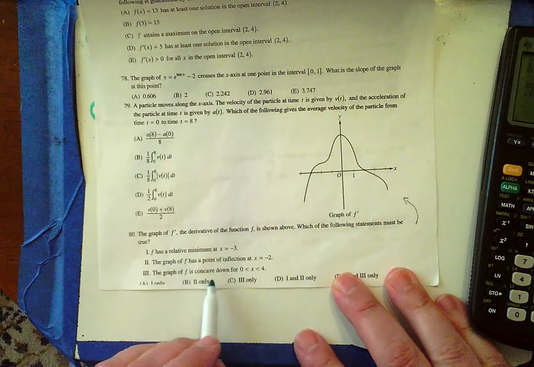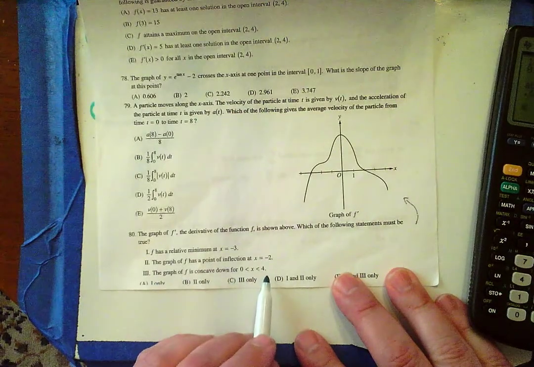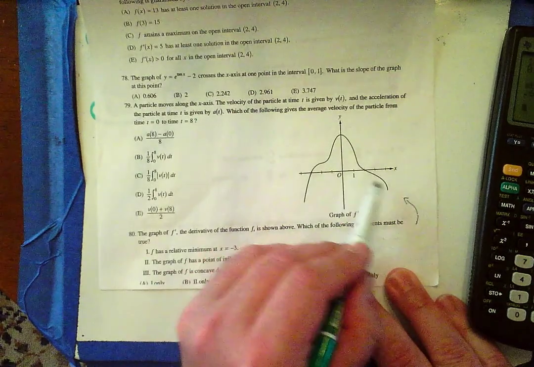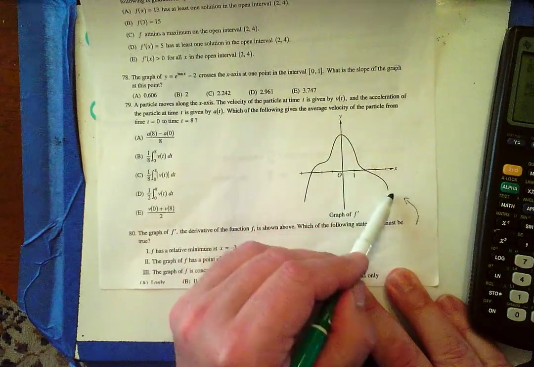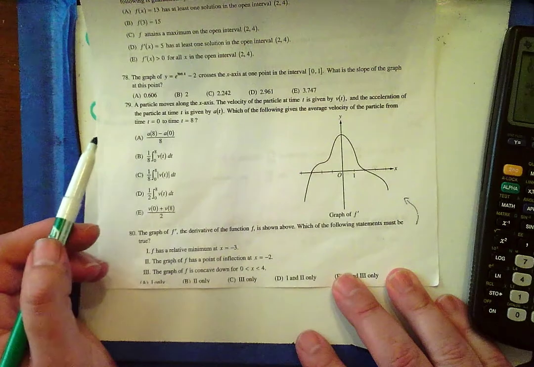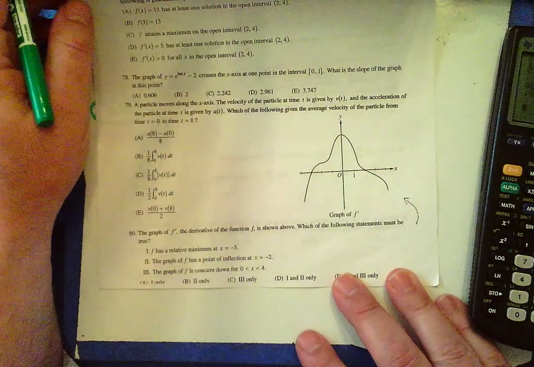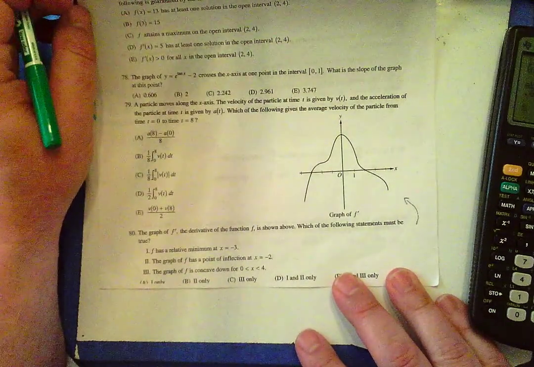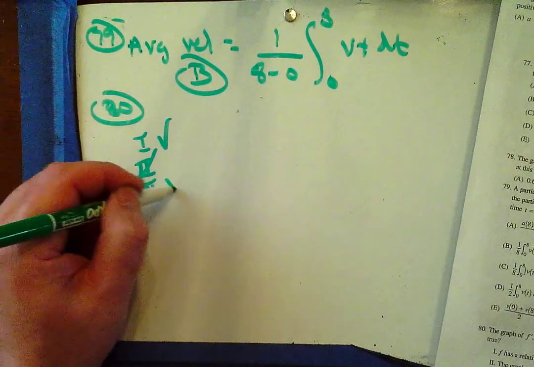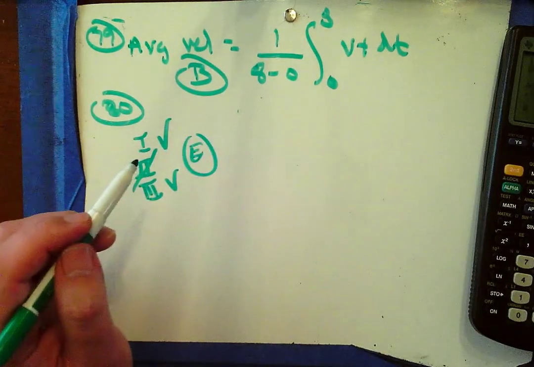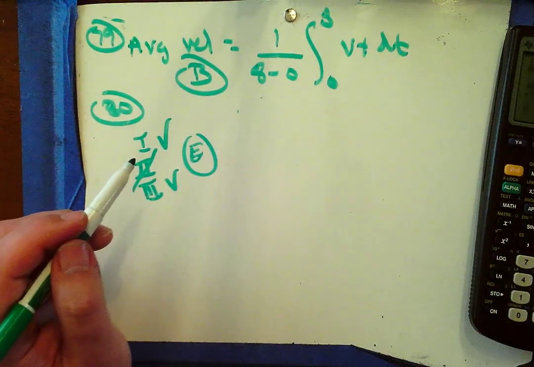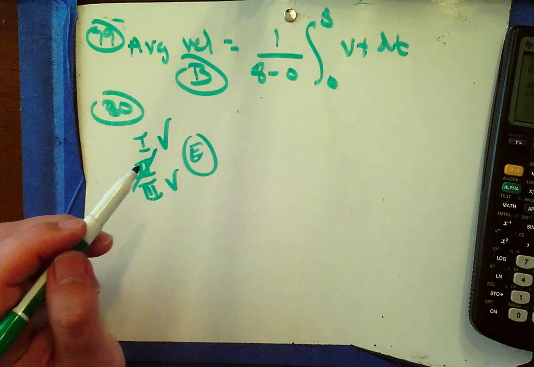And 3, the graph of f is concave up from 0 to 4. So from 0 to 4, f prime is decreasing, which means f double prime is negative, which means f is concave down. So f is concave down from 0 to 4. So Roman numeral 3 works. And so we want 1 and 3, which is choice E for 80. E for 80.